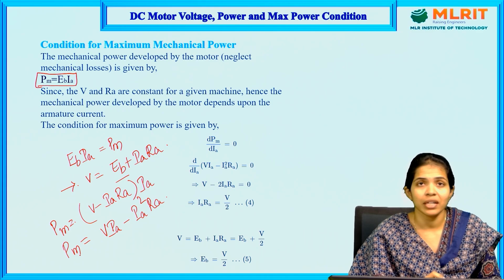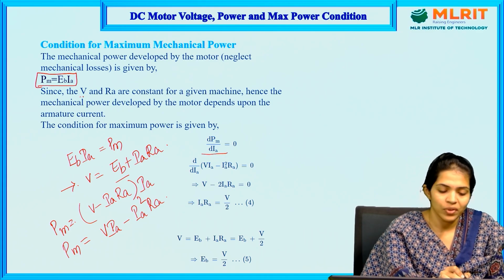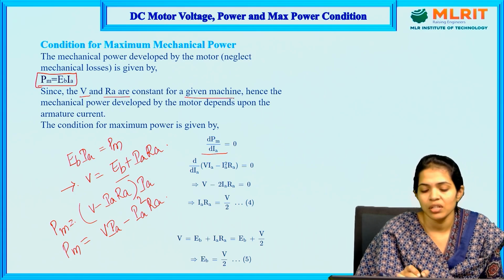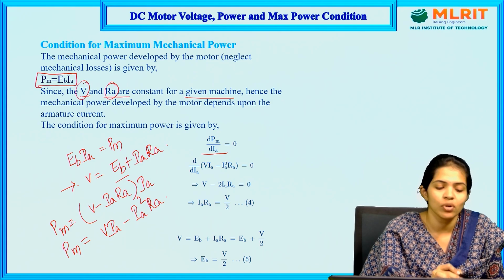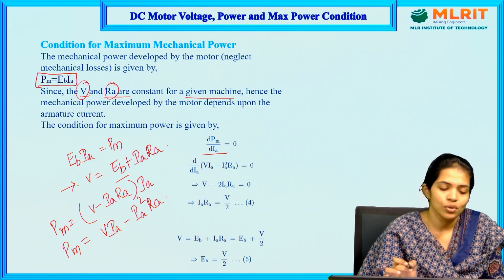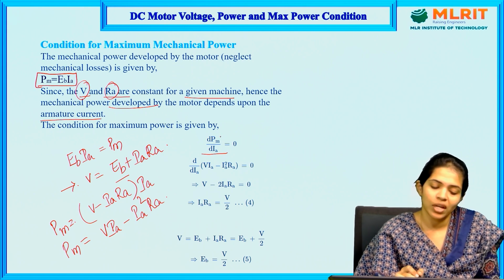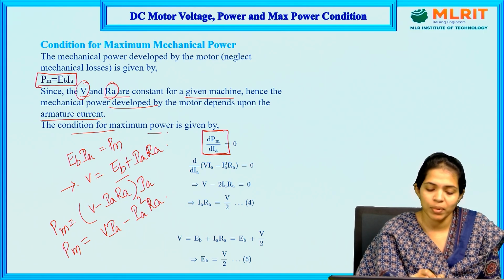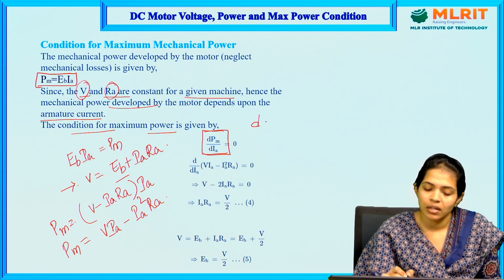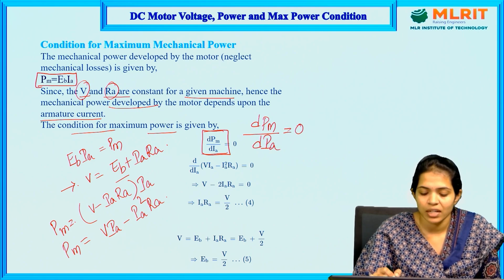So to derive the condition for maximum mechanical power, since V and RA are constant for a given machine, that is, the value of armature resistance does not change, and the supply voltage is also constant for a DC motor, the mechanical power developed completely depends on the armature current. So now we are going to calculate the condition for maximum power by applying the differential with respect to armature current and equating it to 0.